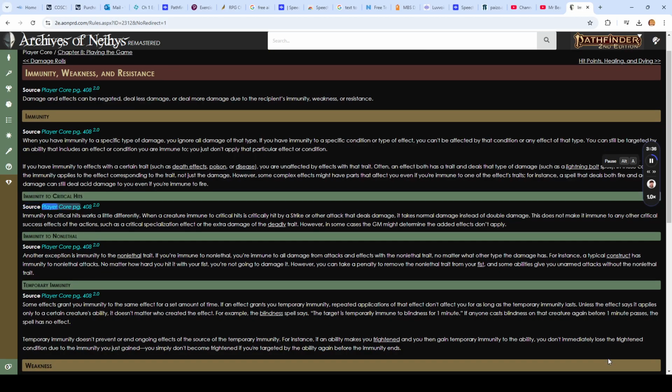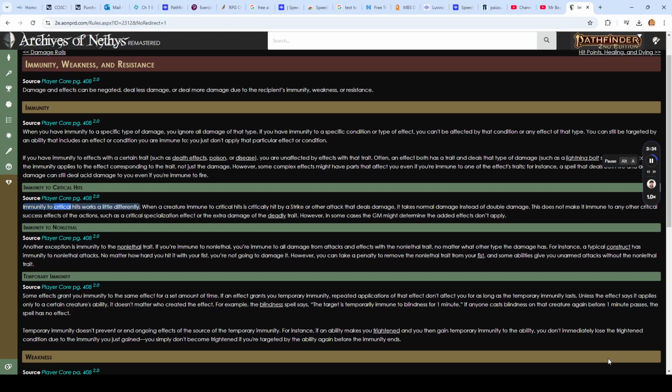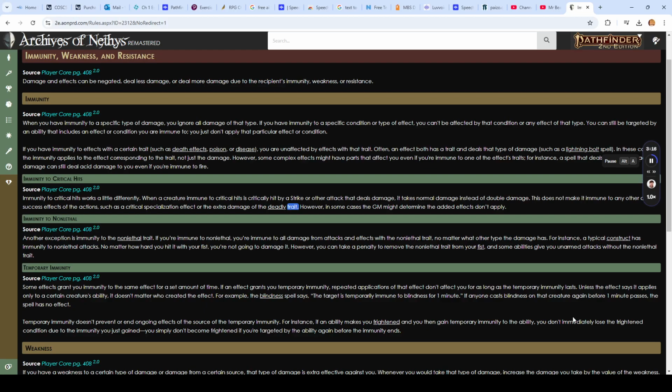Immunity to critical hits. Source: Player Core page 408. Immunity to critical hits works a little differently. When a creature immune to critical hits is critically hit by a Strike or other attack that deals damage, it takes normal damage instead of double damage. This does not make it immune to any other critical success effects of the actions, such as a critical specialization effect or the extra damage of the deadly trait. However, in some cases, the GM might determine the added effects don't apply.